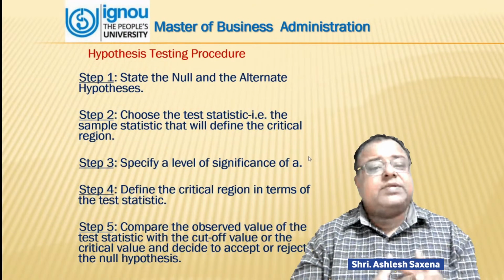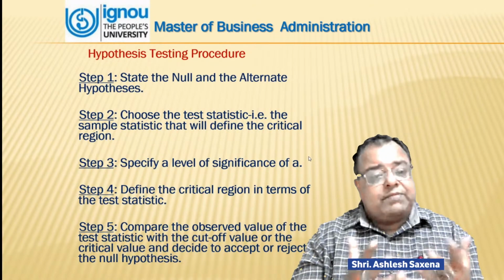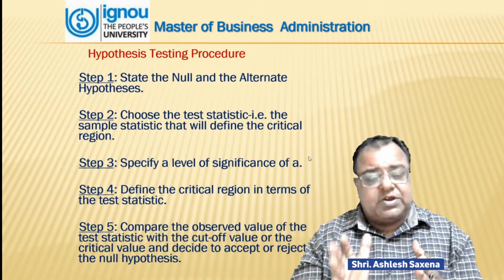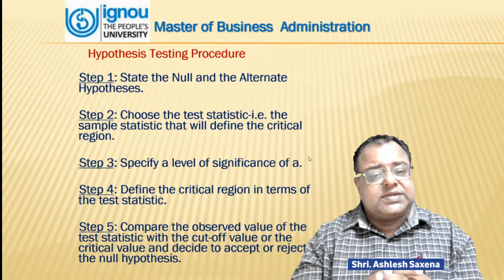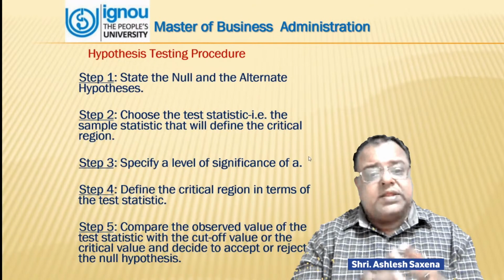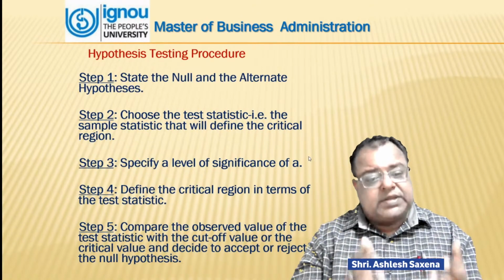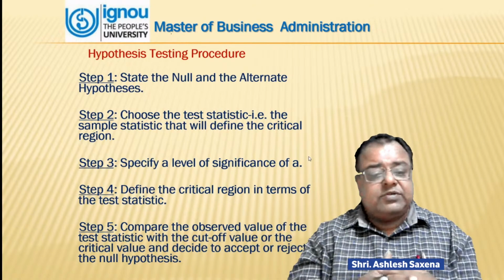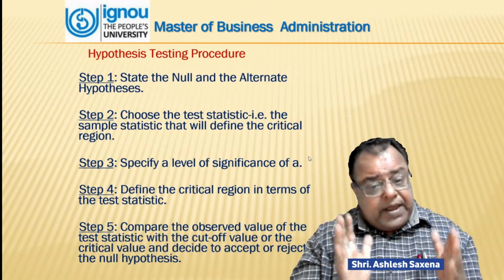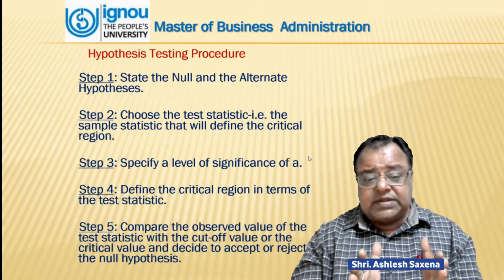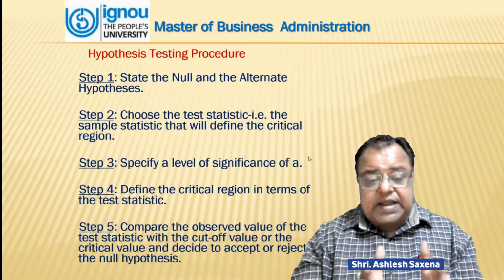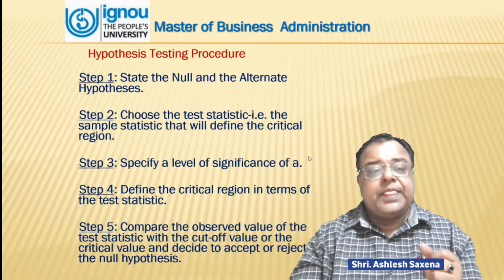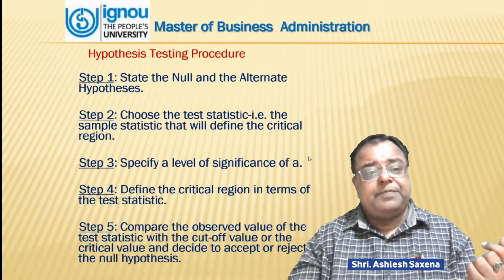Specifically, these are the steps. What is the procedure? Step one: state the null and the alternate hypothesis, that is, state H0 and H1. Choose the test statistic, that is, the sample statistic that will define the critical region. Specify a level of significance alpha. Define the critical region in terms of the test statistic. Compare the observed value of the test statistic with the cutoff value or the critical value and then decide to accept or reject the null hypothesis. These are the 5 steps which are performed.